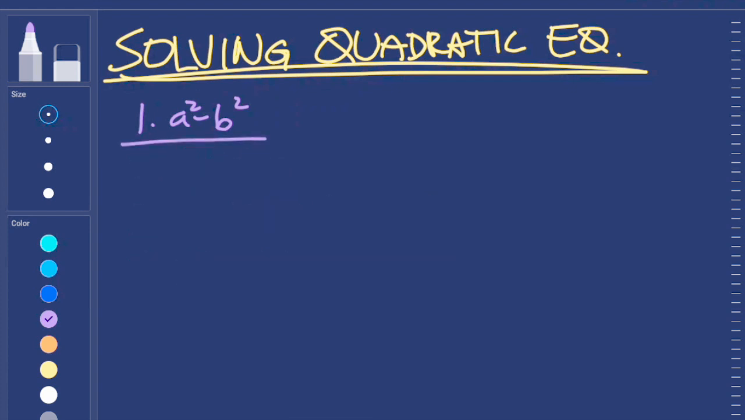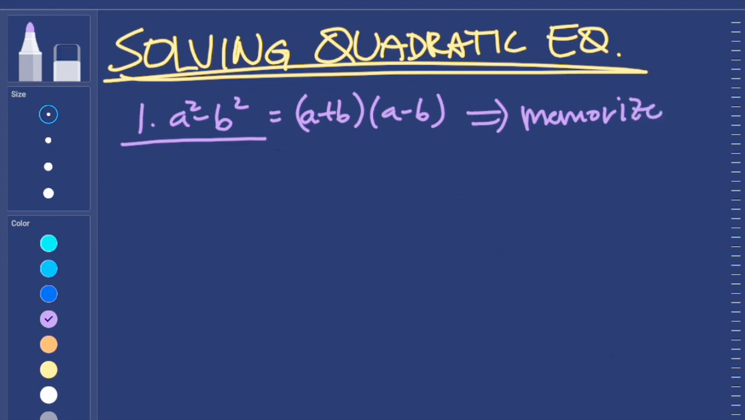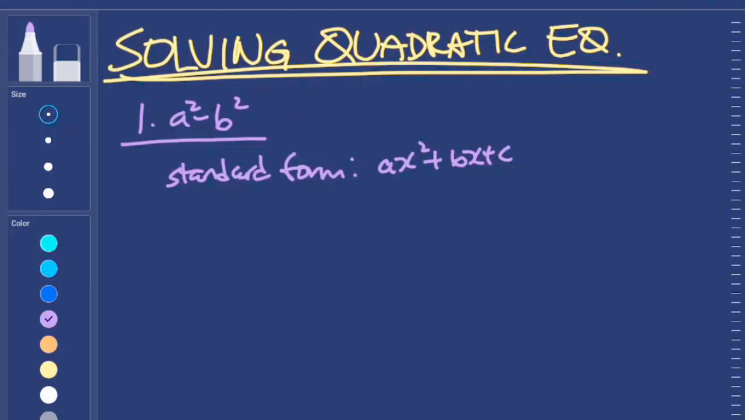The first one is the a squared minus b squared form, and this can be written in another way as a plus b times a minus b. You have to make sure that you know this formula well because you will use it many times in the future. In fact, when you're solving any quadratic equation, you can put it into the form of ax squared plus bx plus c, which is the standard form.